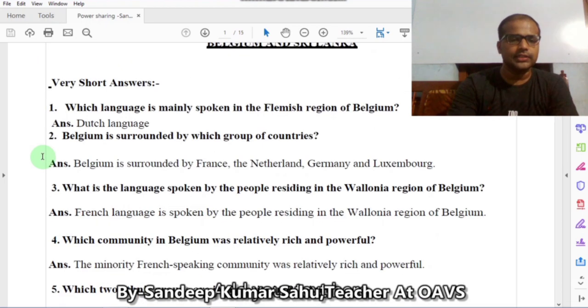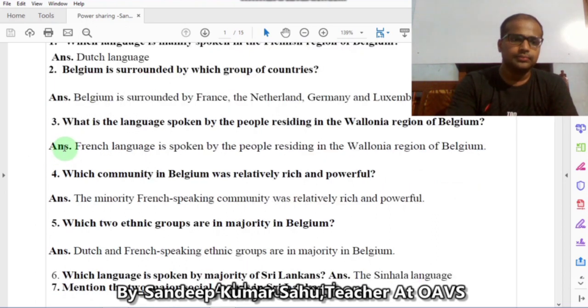The first question is, which language is mainly spoken in the Flemish region of Belgium? It is the Dutch language, as we know. The second question, Belgium is surrounded by which group of countries? Means which are the neighbor countries of Belgium? The neighbor countries are France, Netherlands, Germany, and Luxembourg.